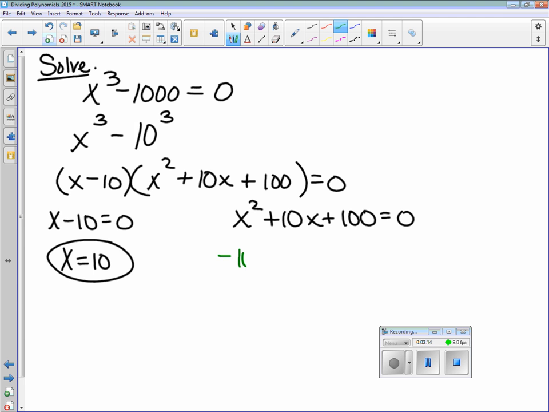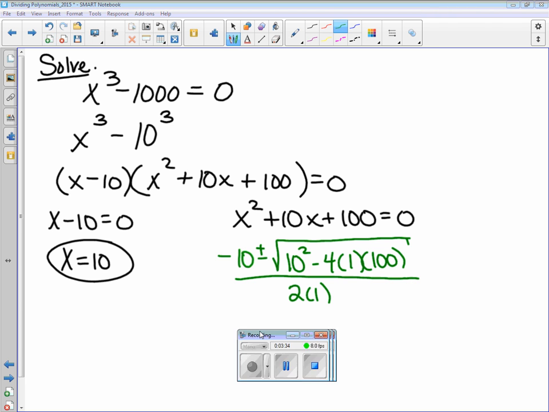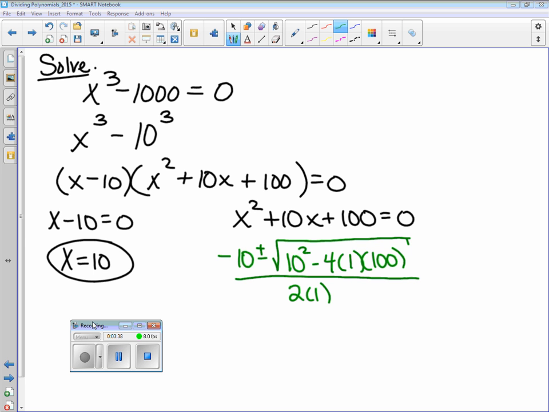So I have negative b plus or minus the square root. We should be writing this down if we didn't have our homework, or at least checking our answers too. Then we have b squared minus 4ac all over 2a. Okay? Because we're solving it. We're trying to get the answers. We're trying to get what the other solutions are. How do I simplify this? What do I do to simplify? Inside of what? The discriminant, which is underneath the square root.